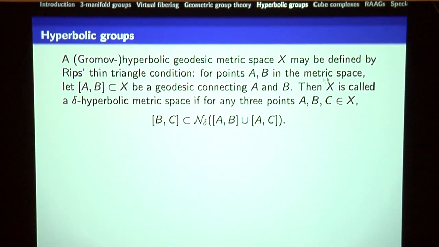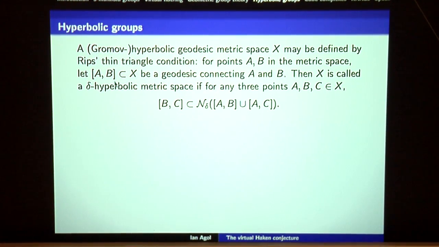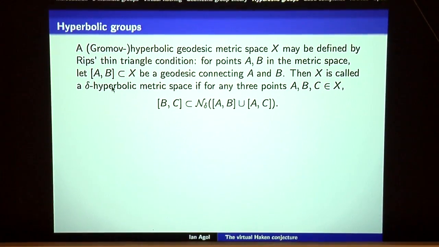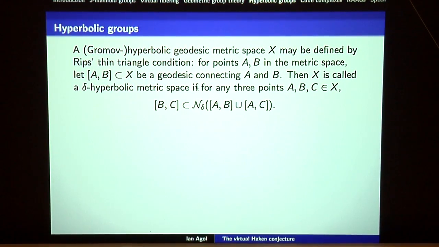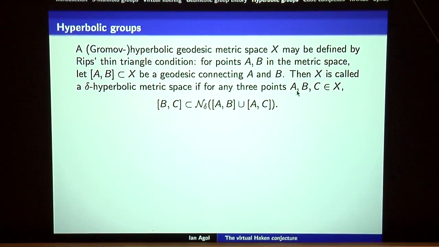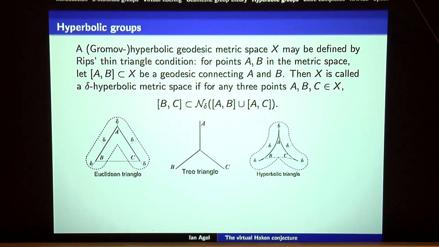So for points A and B in the metric space, I'll just denote the geodesic as the interval from A to B. Of course, that's not unique, but you could also just take all of the geodesics between A and B if you like. Then X is called a delta hyperbolic metric space if for any 3 points A, B, and C in X, the geodesic between B and C is contained in a delta neighborhood, so I'm using N delta to imply you take the delta tubular neighborhood, all the points that are distance delta away or less from this set, the union of the intervals AB and AC. So you have this triangle.